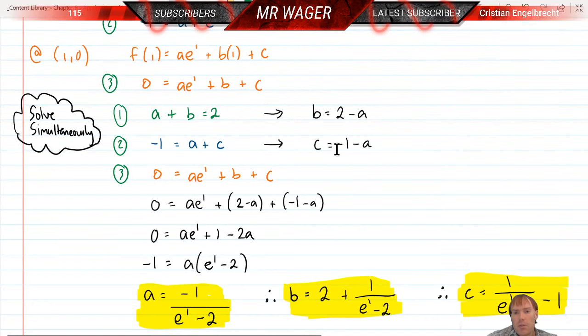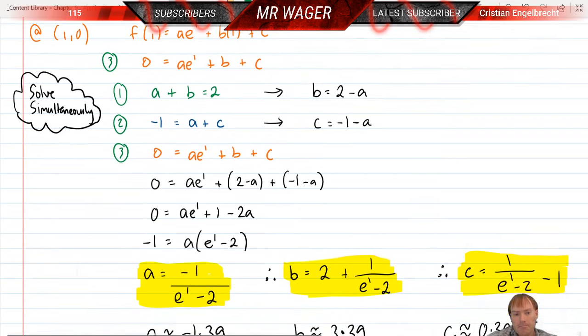And then we substitute it back into here for b. B is going to equal 2 minus whatever a is. So it ends up being 2 plus, because the 2 negatives make a plus, 1 over e to the 1 minus 2. And then if we substitute a into this one here, we're going to get this case here, 1 over e to the 1 minus 2 minus 1. Because of the double negative again, I've put that term out the front, and then made it minus 1. So they are the exact values of A, B, and C.